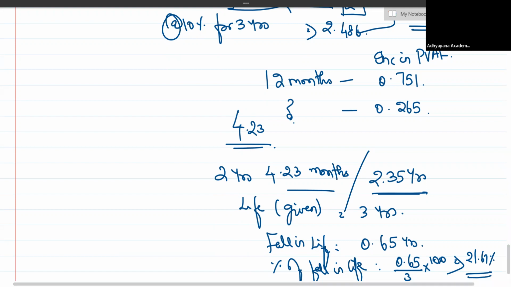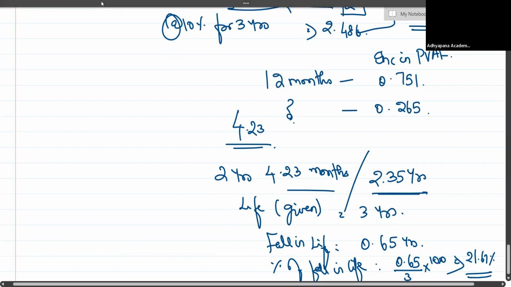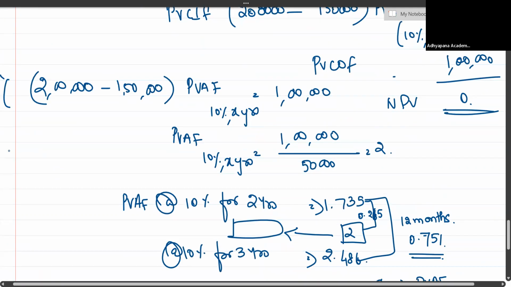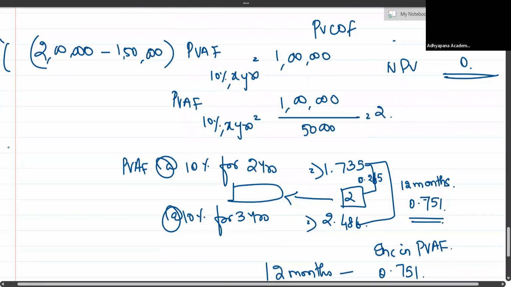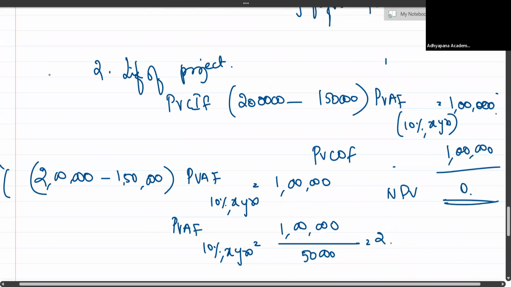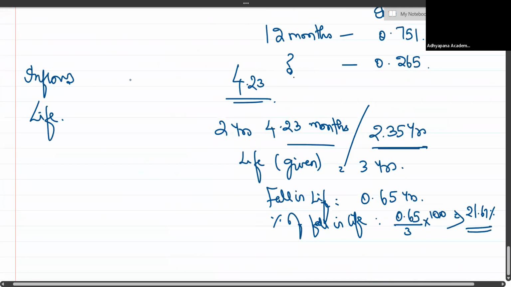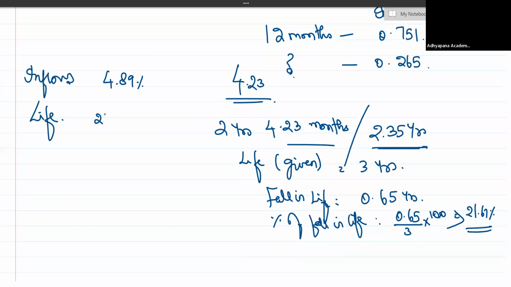Now tell me, for the two factors which we calculated, which will be most sensitive? I found the sensitivity of inflows and the sensitivity of life. You can find a sensitivity for every factor. Now, when it is sensitivity of inflows, I calculated it as 4.89%. When it is sensitivity of life, I found it as 21.67%. Both these are the sensitivity for NPV to be 0.